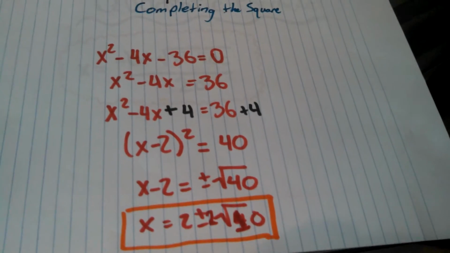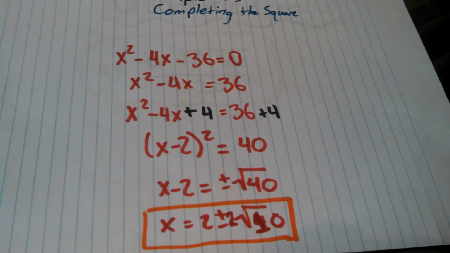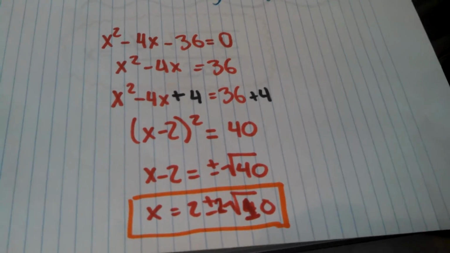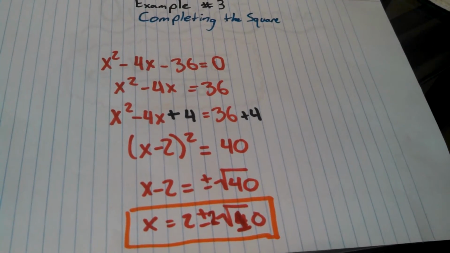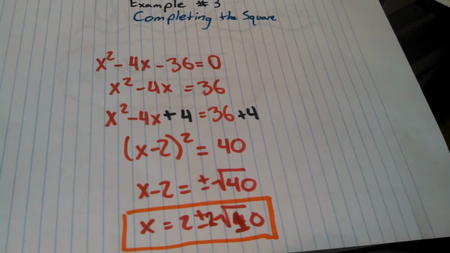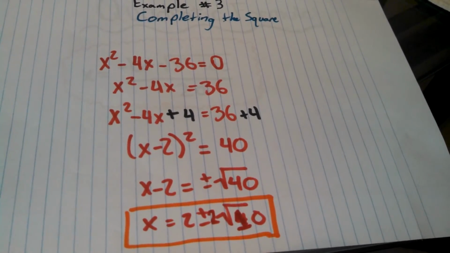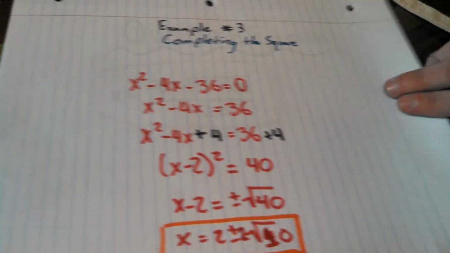Then you factor, and you get x minus 2 squared, and you simplify the other side, equaling 40. Then you square root both sides for the square root property. x minus 2 equals plus or minus the square root of 40, and then you simplify to get x equals 2 plus or minus 2 times the square root of 10.